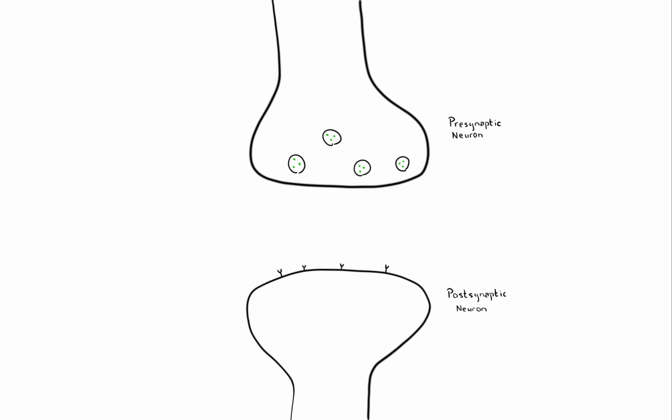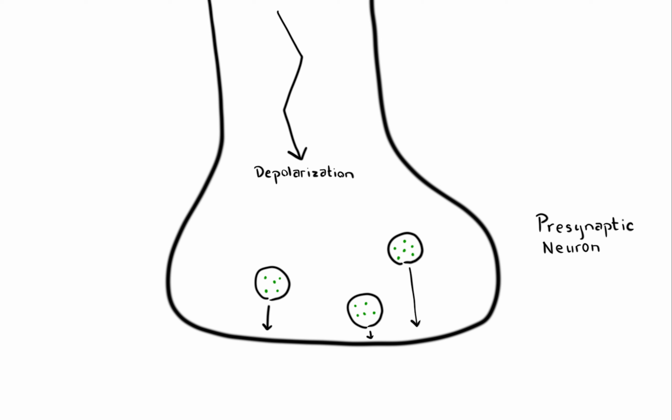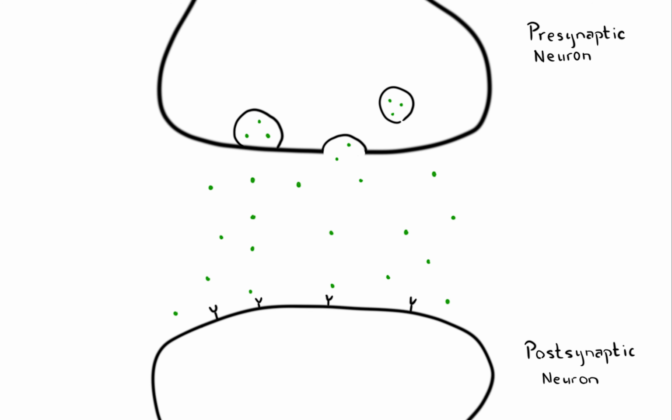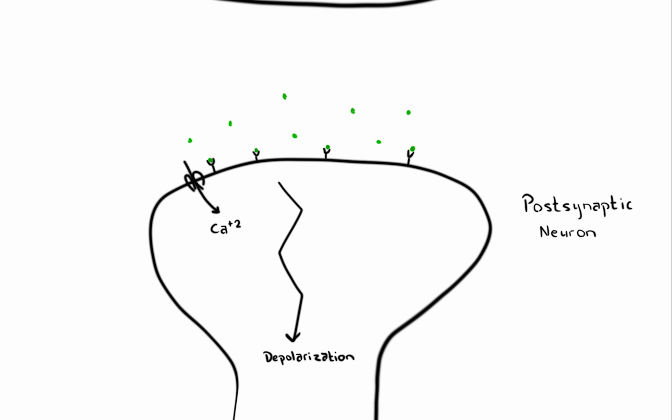In the classic model of neurotransmitter release, the presynaptic neuron will receive a depolarization signal, which will cause the release of neurotransmitters from the presynaptic neuron. These neurotransmitters will travel across the synaptic cleft where they will bind to receptors on the postsynaptic neuron. This causes an influx of calcium, which causes depolarization.